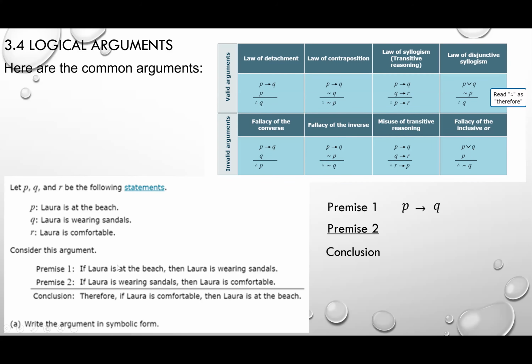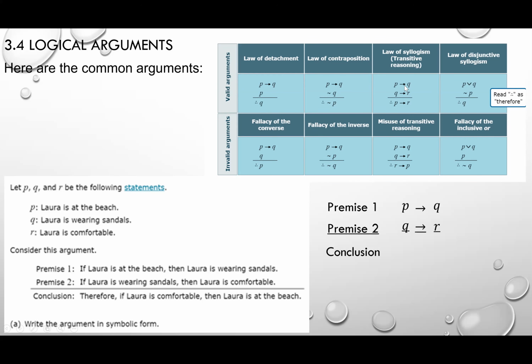Why P? Because Laura is at the beach, that's my P. The if and then, that's my arrow. Wearing sandals, that's my Q. And my premise two: Laura wears sandals, sandals is my Q, implies she is comfortable, implies the R. So again, everybody see that premise one is P implies Q, and premise two is Q implies R.